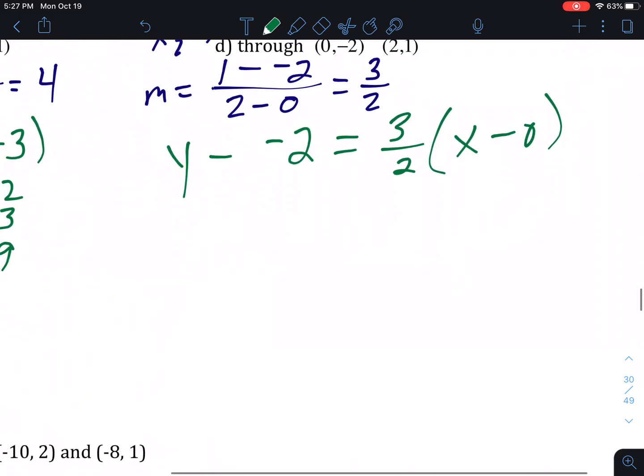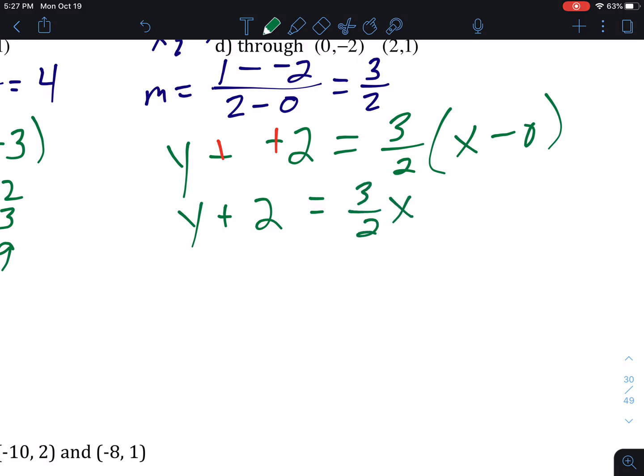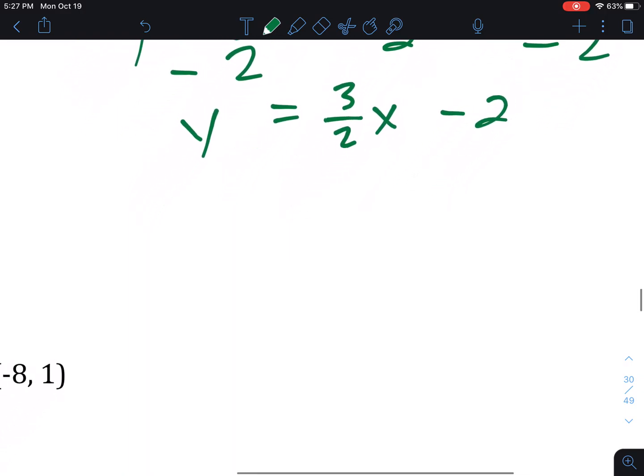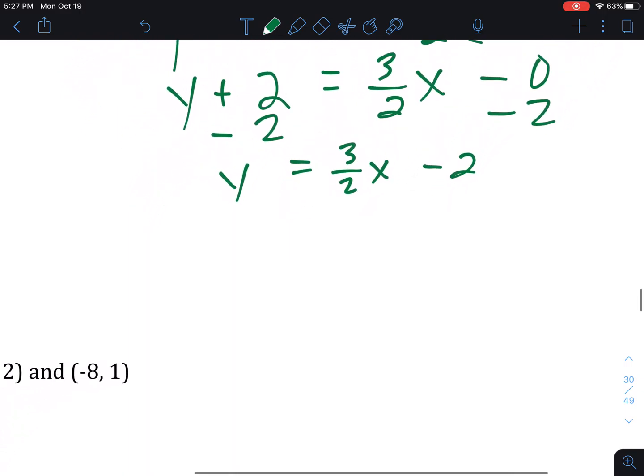Now let's convert it down to standard form. Well, y minus -2, that's a double negative. Let's change that to y plus 2. Bring that down because we're going to distribute first. Distribute the 3/2 times x, and then times again to get 0. Then we're going to subtract 2. That'll be minus 2, so there's slope intercept. Now let's convert to standard form.